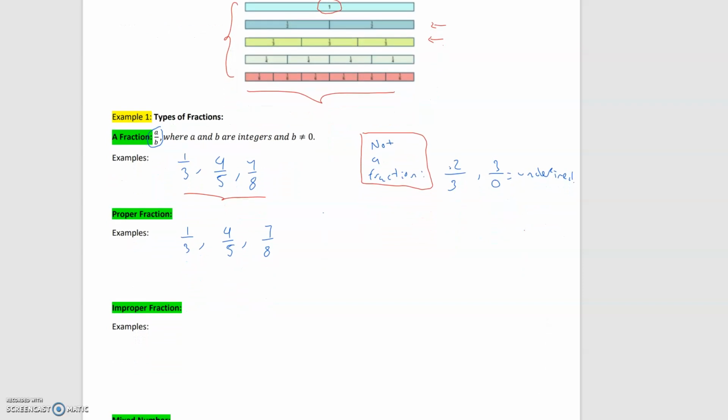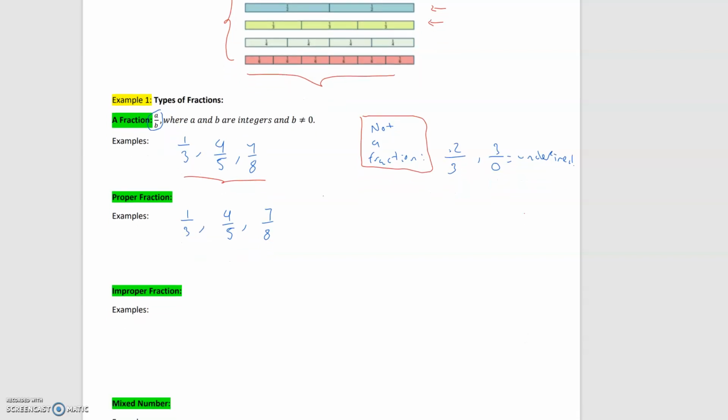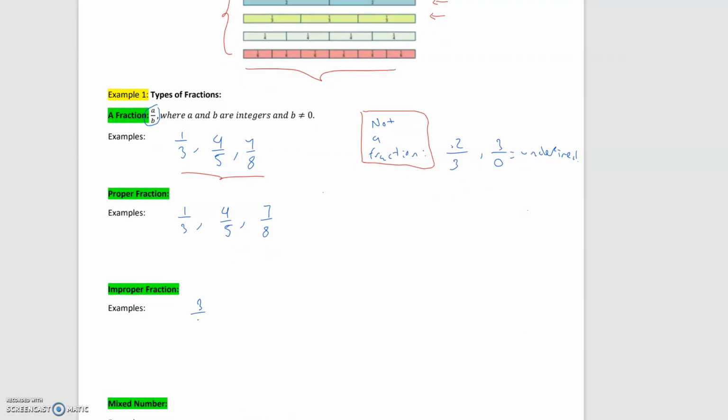Let me talk about improper fractions. In this situation, the top is actually larger than the denominator. So for example, the values of 3/2, 5/4, 8/7. I'm just using the ones on the top, meaning the proper fractions, and inverting them.